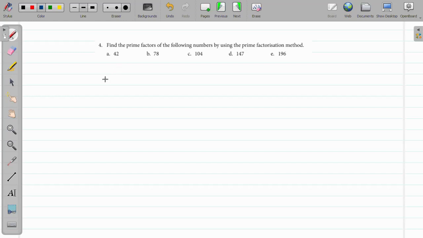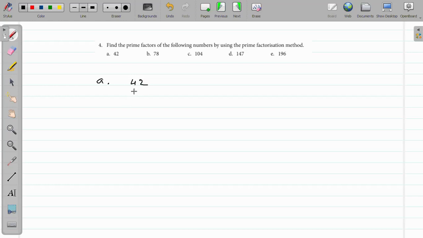Now look at this. In this question, they are asking us to find the prime factors of the given numbers using this prime factorization method. The question is: find the prime factors of the following numbers by using the prime factorization method. In that, the first question, A, is 42.